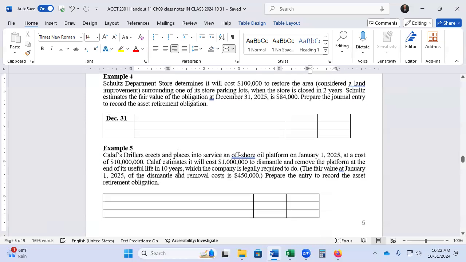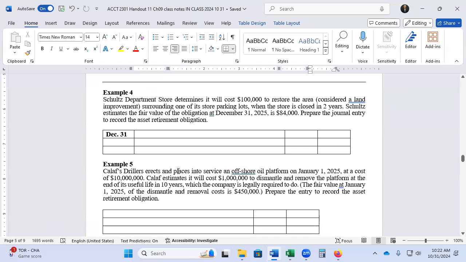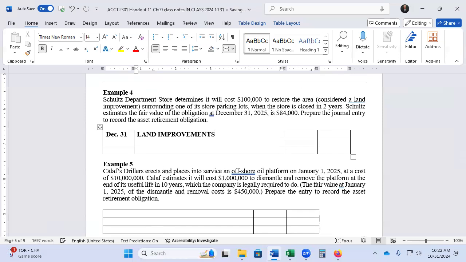Okay, let's take a look at example number 4. And so this one's pretty straightforward. We have land improvements. And it says the fair value of the obligation is 84,000. And so we have an asset retirement obligation of 84,000.